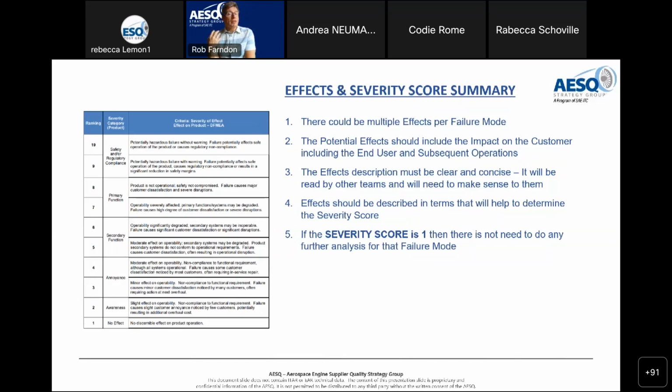If the severity score happens to be 1, no discernible effect, then there is no need to do any further analysis. Just don't fill in the rest of it. Honestly, just leave it. Okay.